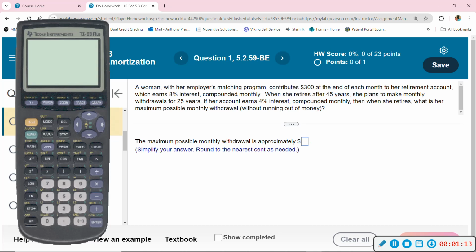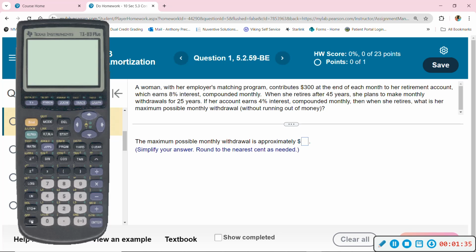At that point, the interest rate's gone down. She's put the money in a really safe account. That's why the interest rate is a little lower. She doesn't want to lose any of it. And it wants to know how much can she withdraw each month without running out of money for 25 years.